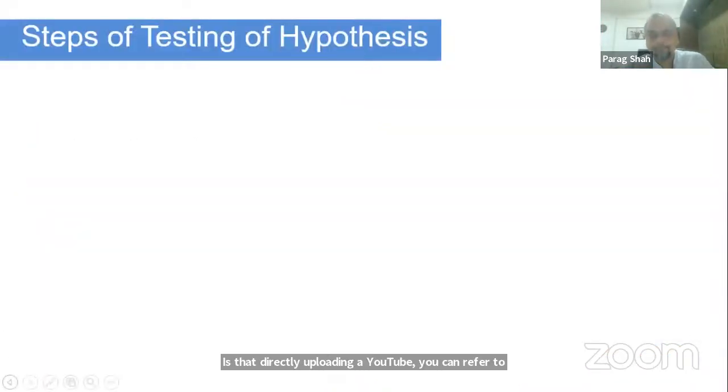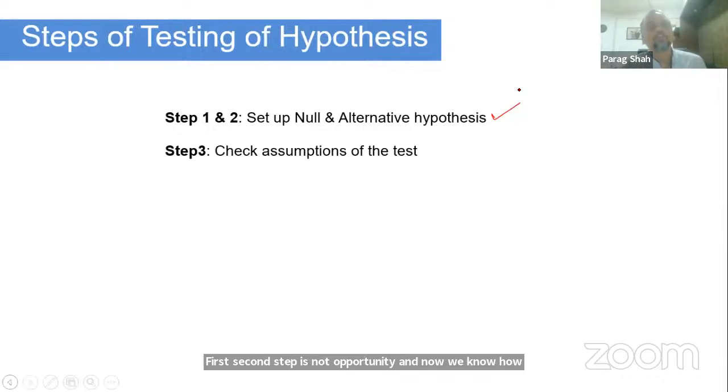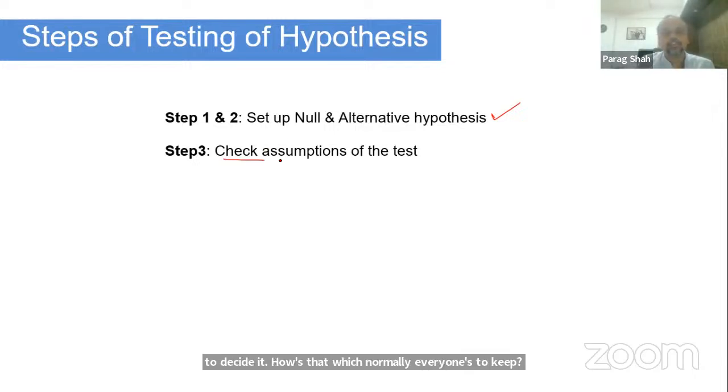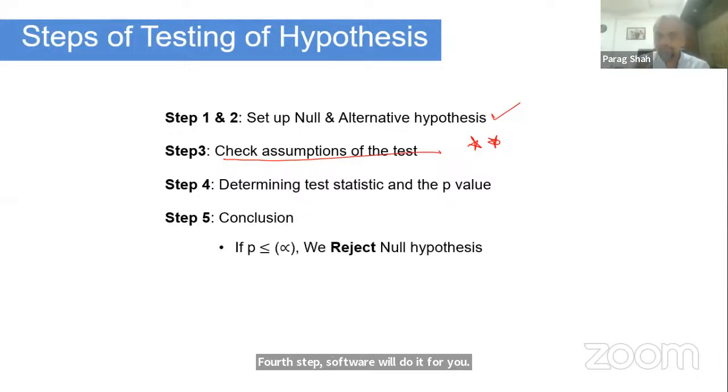Now the steps. First and second steps are always null and alternate, and now we know how to decide it. Third step, which academically everyone normally skips, is checking the assumption. But this is very, very important. Fourth step, software will do it for you. Fifth step, the answer that you get from the software, you have to simply conclude.